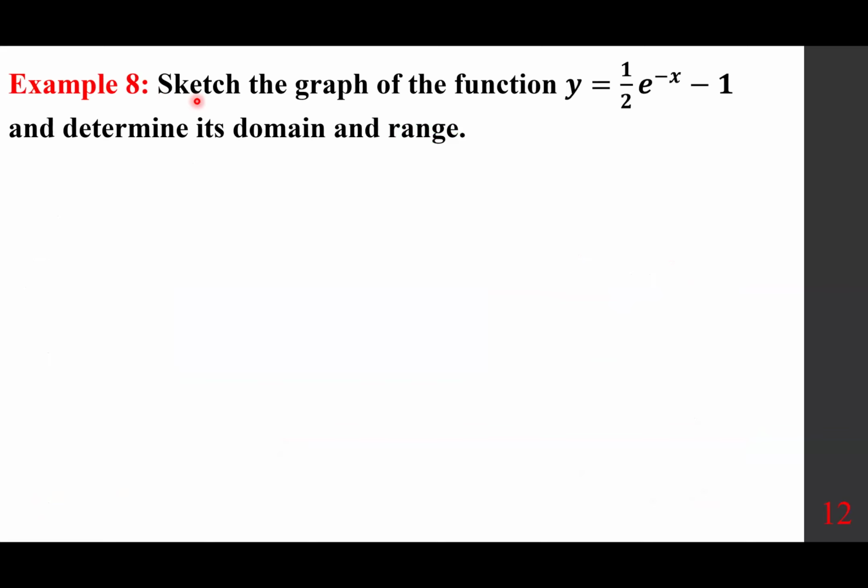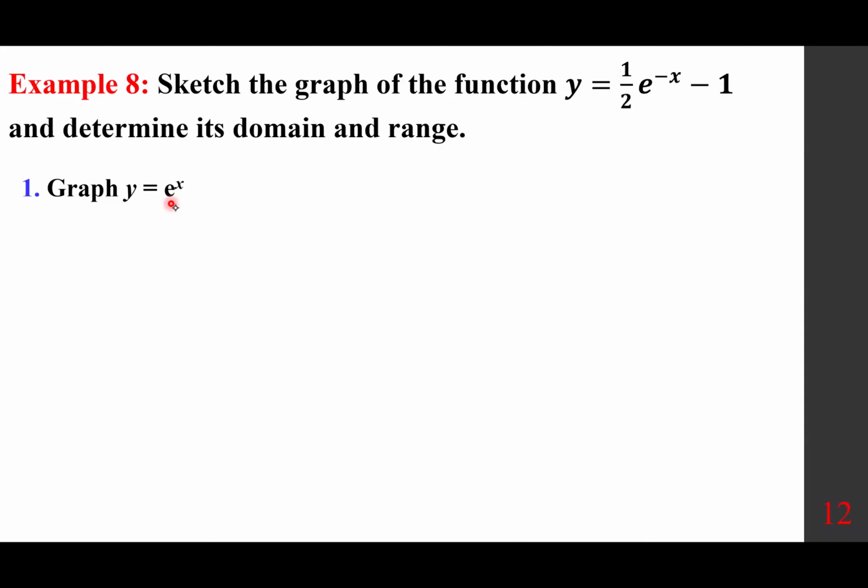Let's look at this example. We are asked to sketch the graph of this function, y equals half of e to the power of minus x, minus 1, and determine its domain and range. So we're going to start with the basic y equals e to the power of x. Because the base e, as you know, is the base of the natural log, 2.718, and it continues indefinitely. It's larger than 1, and it looks like the b to the power of x that we showed on the previous page. So that's very straightforward.